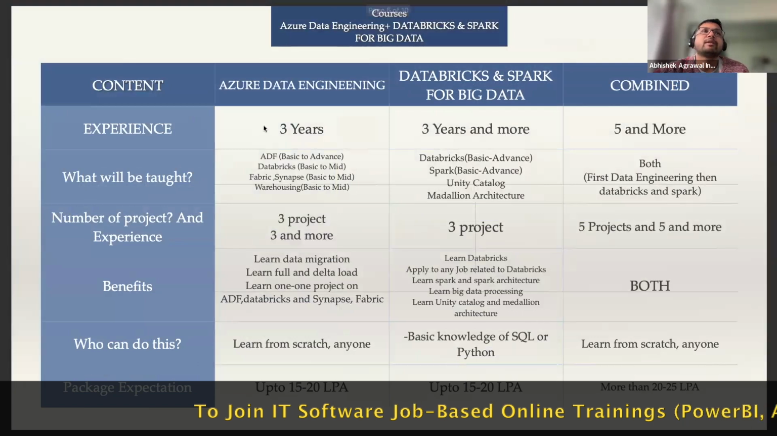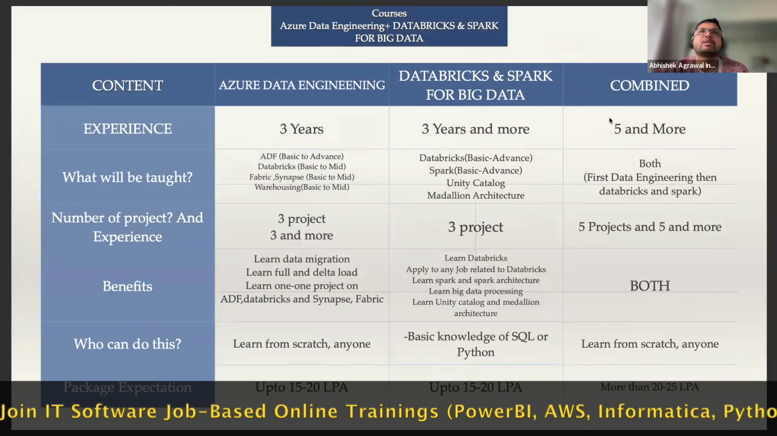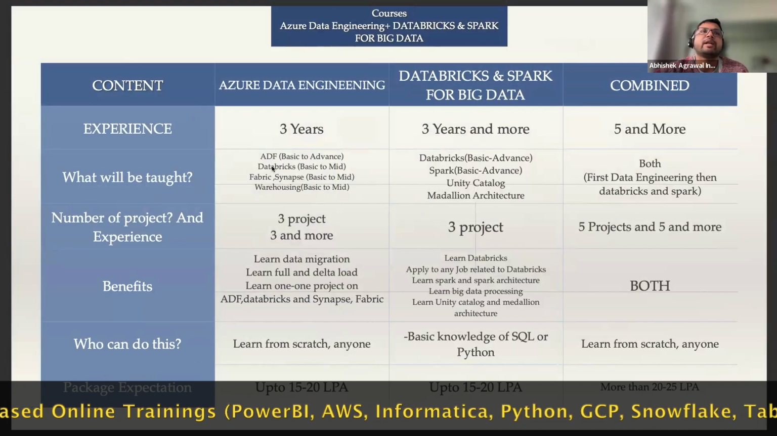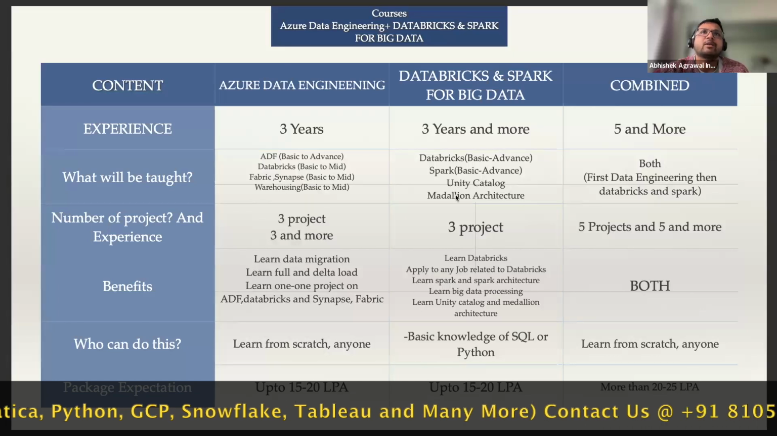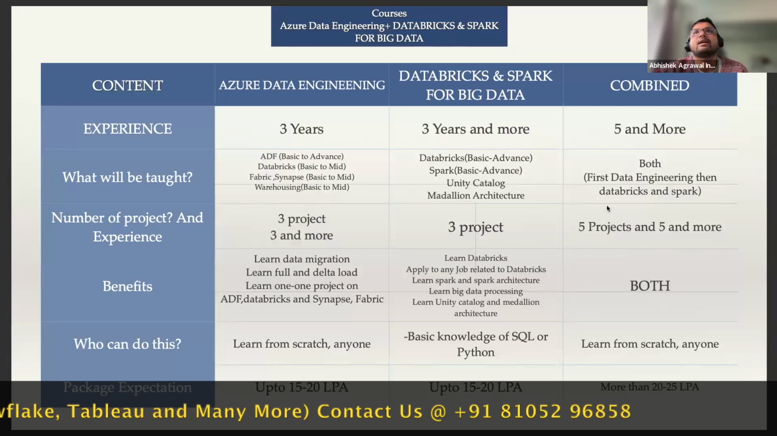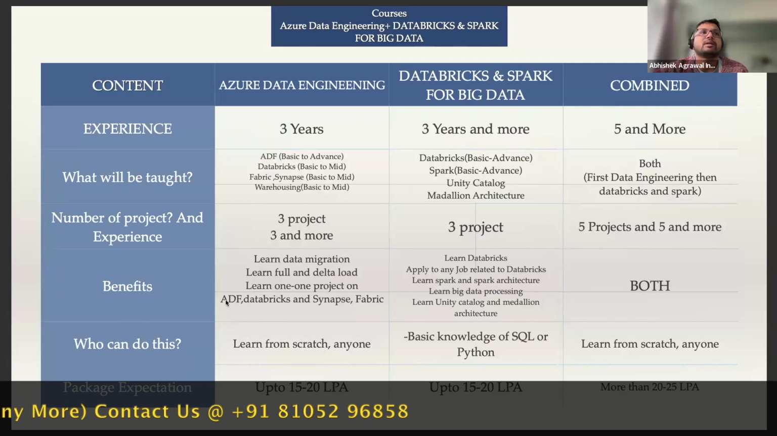So this is a summary of everything. 3 years of experience, 3 years of experience, 5 years of experience. What will it offer? ADF, Databricks, Fabric, Synapse Analytics, warehousing. It is centered around Databricks, Spark, Unity Catalog, Medallion architecture. So we'll learn that. In the combined course, we'll learn both, right? So this is the benefit. This is everything about the course curriculum.